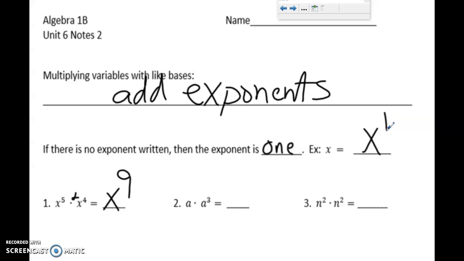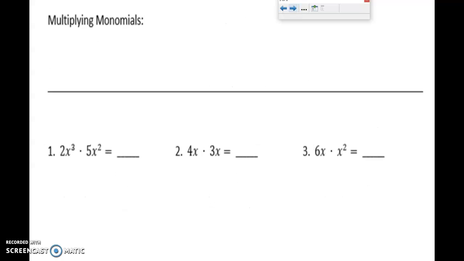So in this next one, we have a times a to the 3rd. Let's remember that there is a 1 there. So if I add the 1 with the 3, that really means we have 4 a's. And in the last one, if we have n squared times n squared, then we have 4 n's, and n to the 4th. All right, but again, that's kind of a review of what we talked about with exponents before we did exponential functions.